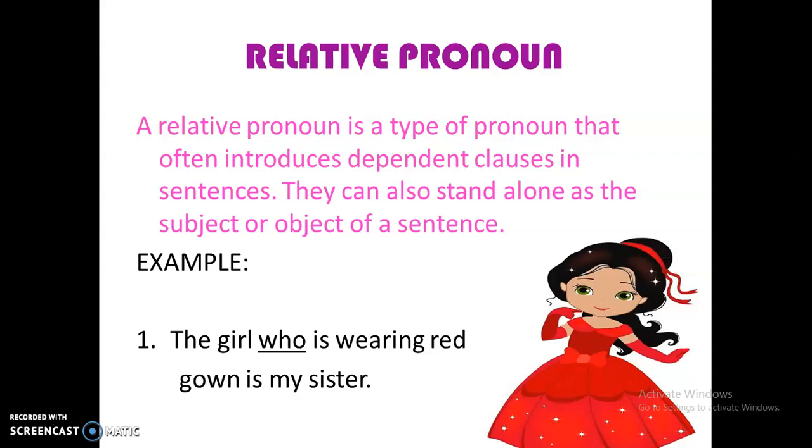Let's understand with examples. The girl who is wearing a red gown is my sister. So the girl who, here who is used to refer to the girl. Some other examples of relative pronouns are: I love the present which you gave me on my birthday. So which here refers to the present, the gift that was given to her.